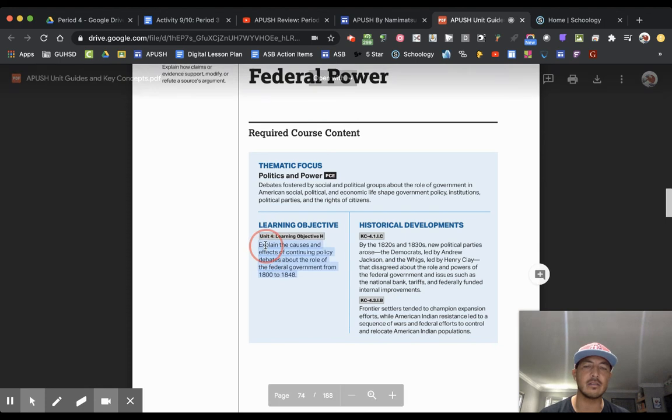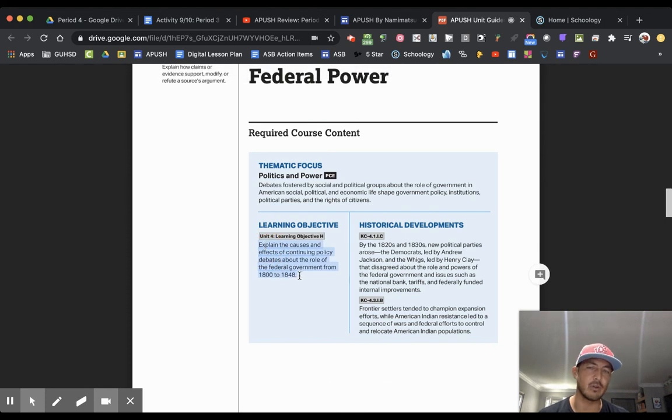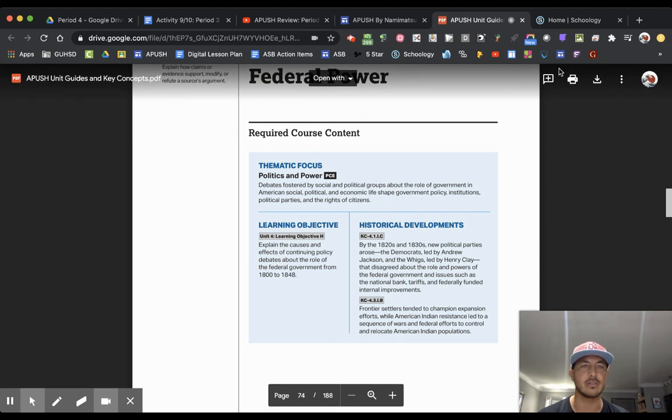I do like the learning objective for a couple of reasons. Number one, it gives me a historical thinking skill. And if you see the words causes and effects, hopefully your brain is going, oh, that's probably causation. Let me see if I can zoom in a little bit here.